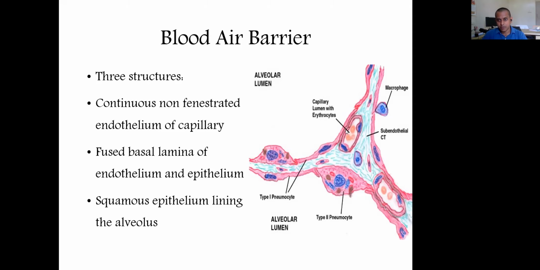Fused in the sense the basement membrane of the capillary and the basement membrane of the alveolar. This is the alveolar. And then the squamous epithelial lining. So these are the three structures which constitute the blood-air barrier. This is the barrier through which gas exchange takes place. If a question comes, you need to write about these three structures through which the blood gases have to penetrate.